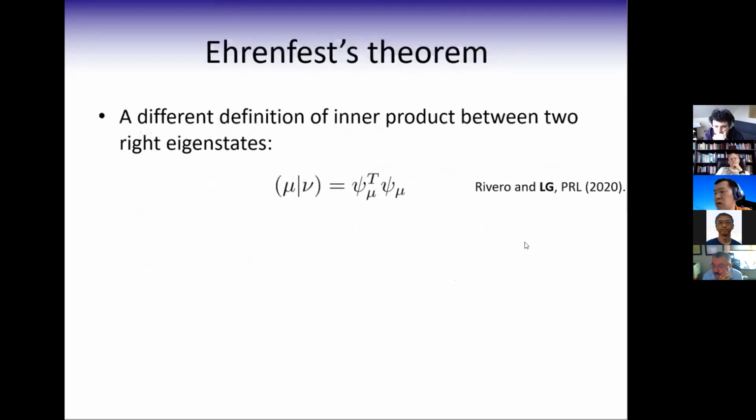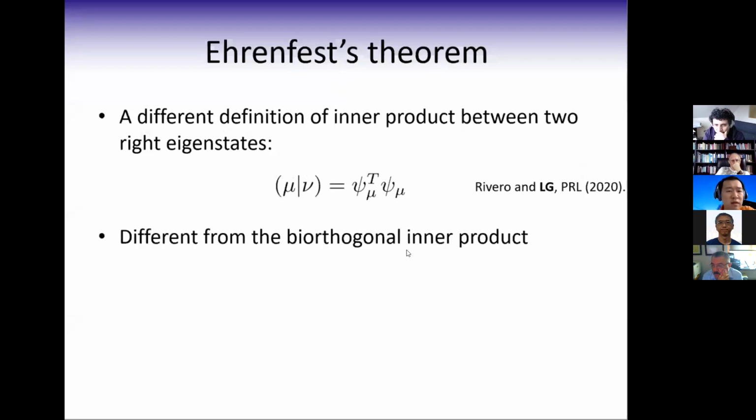Now I'm going to define a different inner product. This is just the inner product between two right eigenstates. T here is a transpose. I have a typo here, that should be mu and mu. Okay, two different eigenstates.